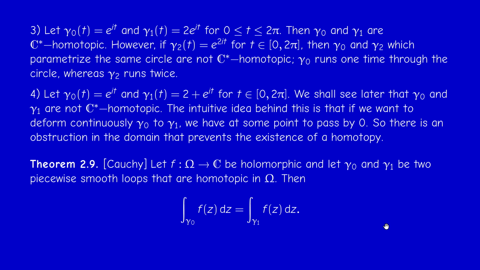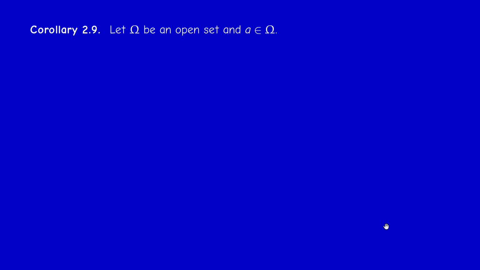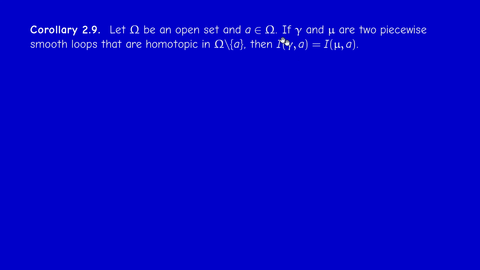Okay, now in the remainder of this video, I will draw some conclusions of this theorem. Very important. So first corollary, if we have 2 loops, gamma and mu, in omega, that are homotopic in omega without A, so there is a homotopy taking values in omega without A, connecting the 2 loops. So of course, gamma and mu do not pass through A because the homotopy does not pass through A. Then the 2 loops have the same winding number around A.